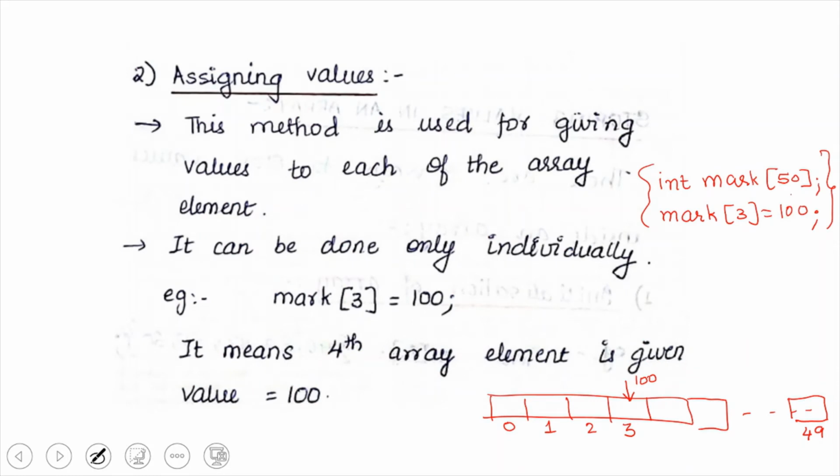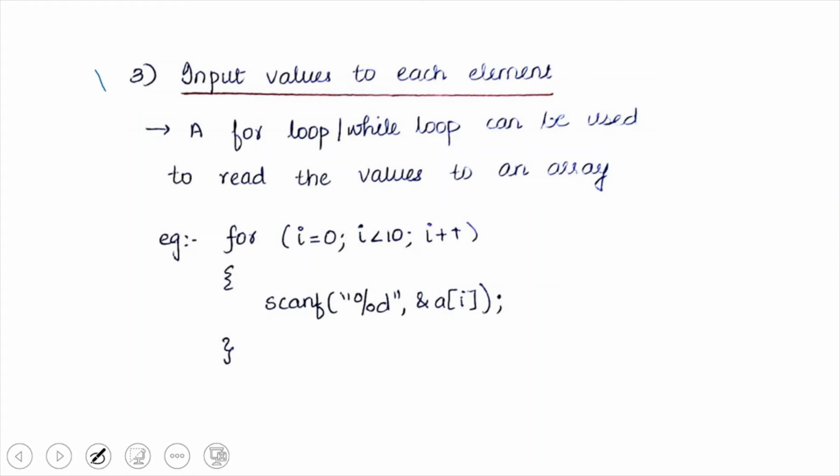Next, how can you assign a value to a single element? For example, if you have an array mark consisting of 50 elements, but you need to assign a value only to the fourth element. The index starts from 0, hence if you write mark 3, it indicates that it is the fourth element. If you want to set the fourth element equal to 100, you can just give a statement like this: mark of 3 is equal to 100.